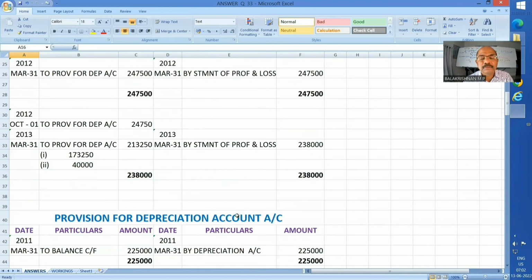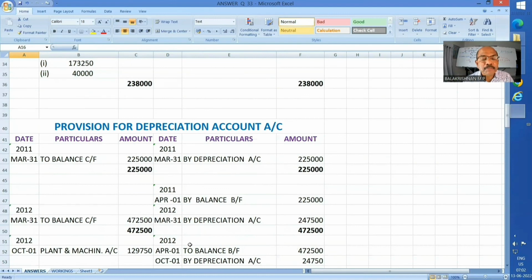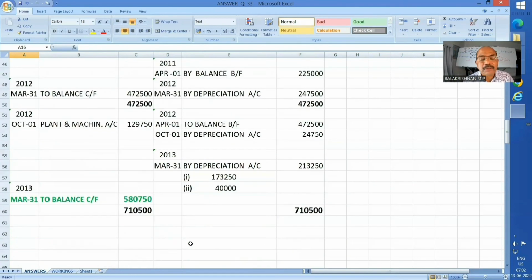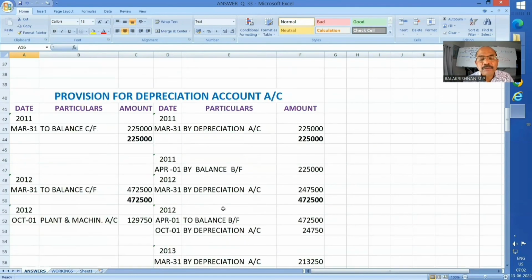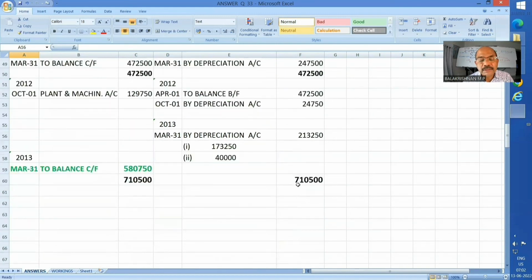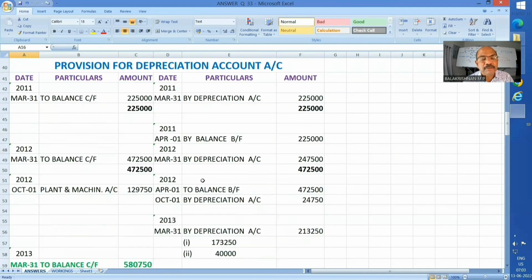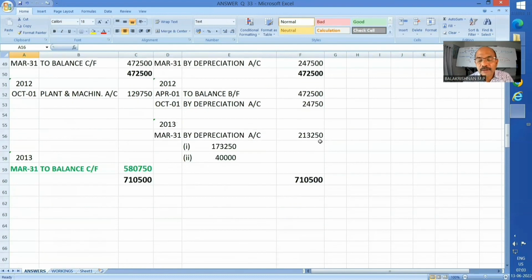Now we have to balance the provision for depreciation account. As usual, balancing any account, total the heavier side, put it here, and you find the balance as 5,80,750. Balancing the ledger, everything I told you now, that's your day-to-day work. Total the heavier side, put it across, find the difference, indicate against balance, carry forward.